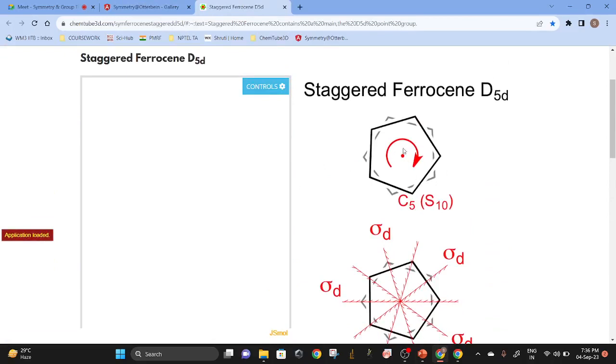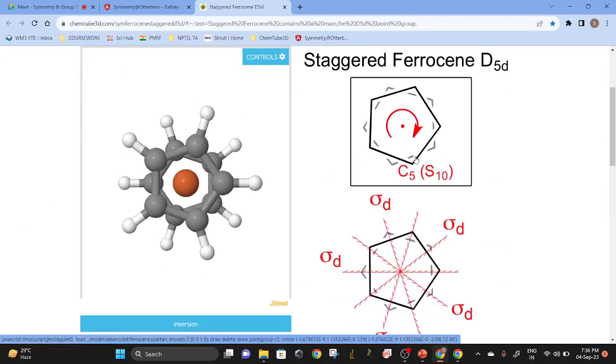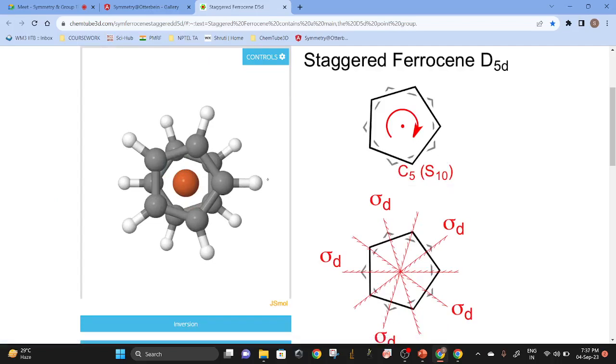Okay, we saw C5, and similarly, exactly through C5 we have S10. There is no S5, because S5 meant that exactly on top of one ring the other ring should come. That was the meaning of S5 in the case of the eclipsed configuration. But here you see there are two rings of the top, two carbons of the top, and in the middle there is a carbon atom of the bottom ring.